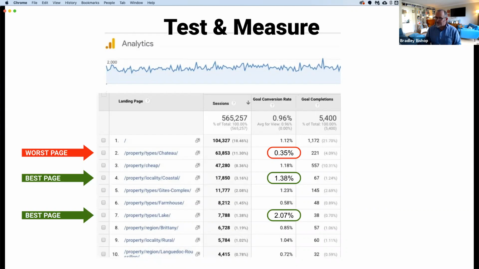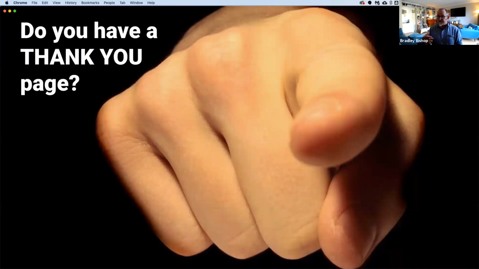Are we tracking the results, first of all? So first of all, for you guys, the first thing in that workbook is, when somebody fills in the form, do they get redirected to a thank you page? So that's the first thing to understand.